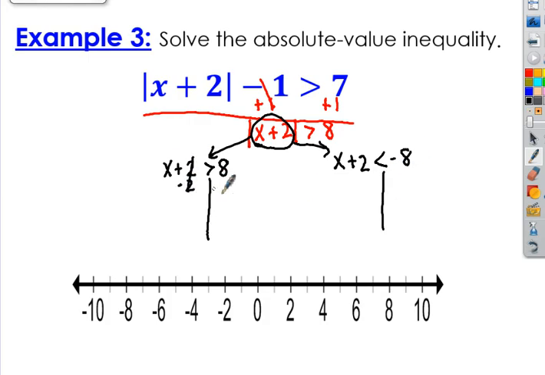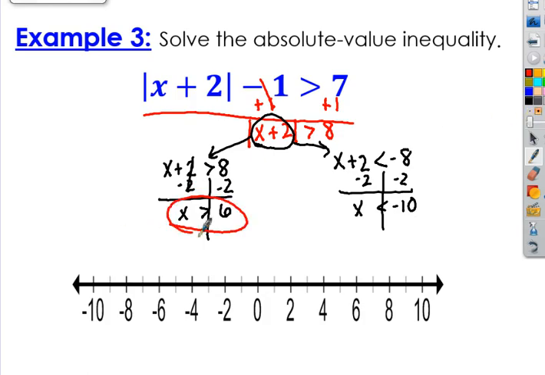Minus 2, x is greater than 6. Minus 2, x is less than negative 10. So I'm going to graph them.